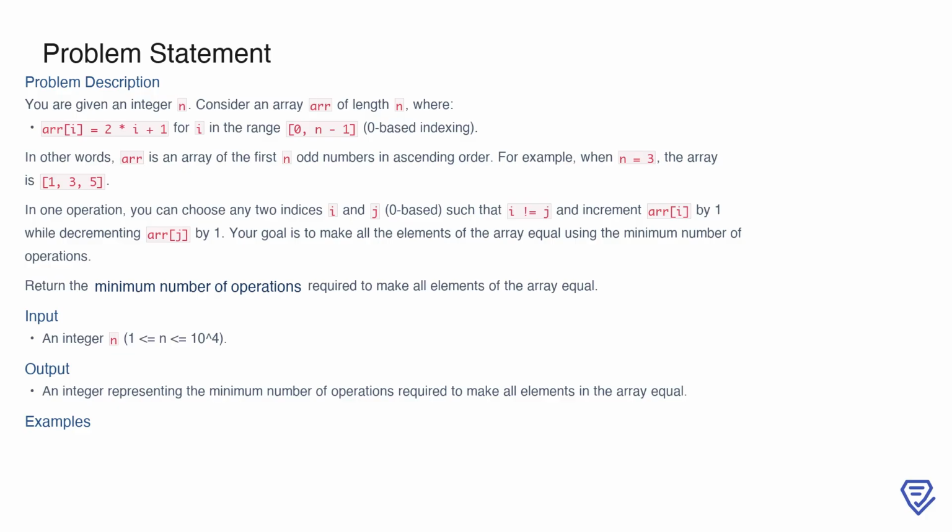The input is a single integer n with constraints 1 <= n <= 10^4, and the output is an integer representing the minimum number of operations needed to achieve this goal.